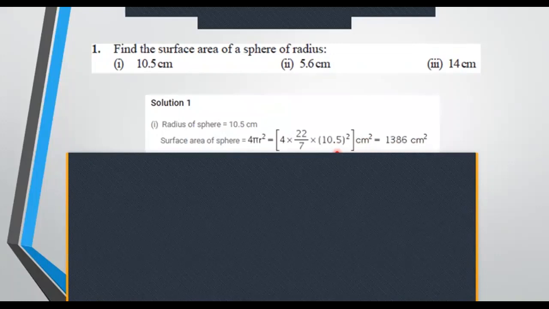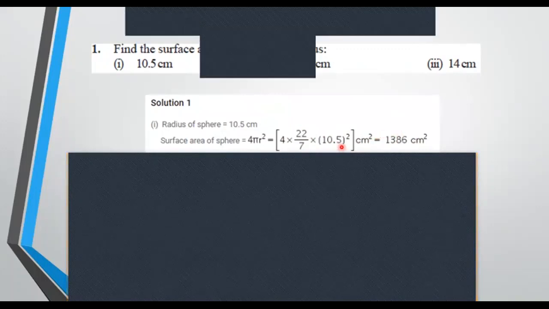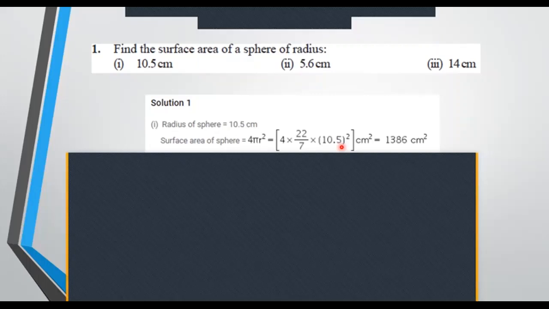Now, as you see, 10.5 can be written as 105 upon 10 multiplied by 105 upon 10. So 7 and 105 cancel off, and 10 and 22 and another 10 and 4 partially cancel off, giving you a simpler answer, 1386. Do not continue with 10.5 into 10.5 and then get a big decimal answer and then do the division. Don't do those, please. Act smart and try to do the calculation very smartly.